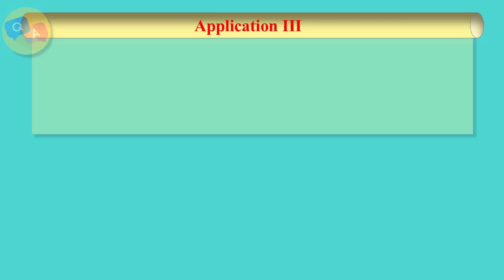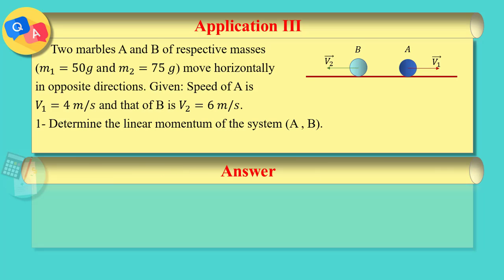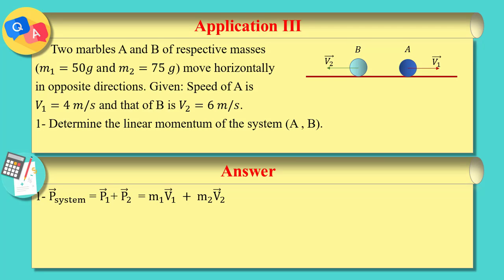As an application, consider two marbles A and B of respective masses 50 grams and 75 grams that move horizontally in opposite directions. Given the speed of A as 4 meters per second and of B as 6 meters per second, determine the linear momentum of system A, B. We are dealing with a system of two particles, 1 and 2. So p vector of the system is p1 vector plus p2 vector. So write the expression of each one, m1 v1 vector plus m2 v2 vector.